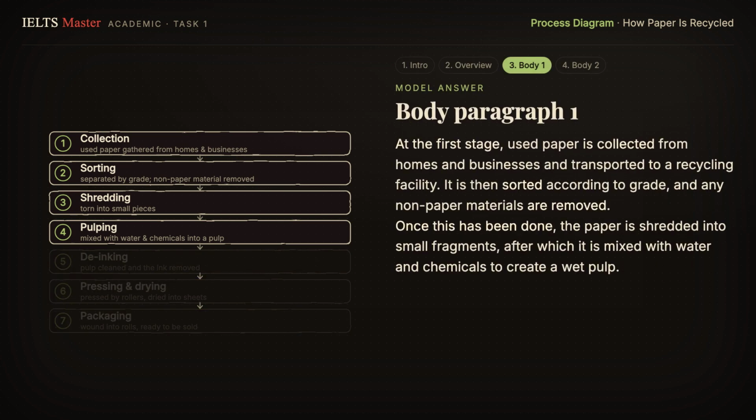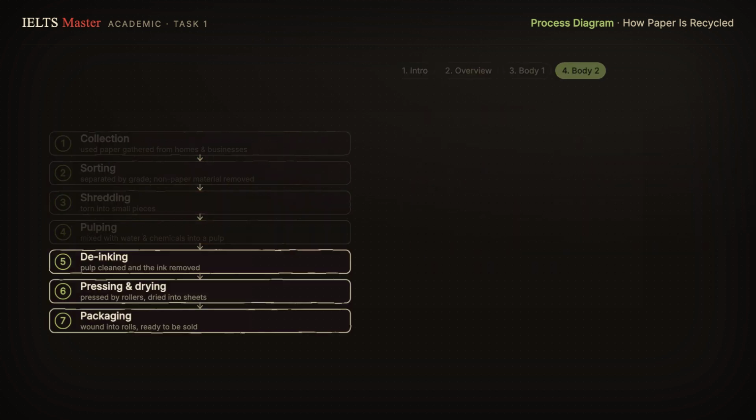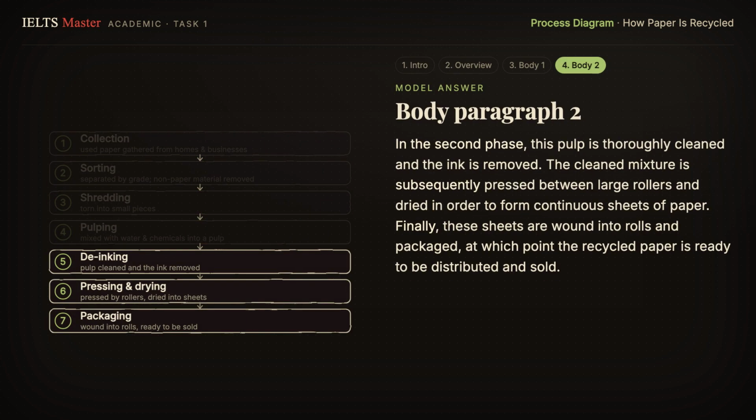Body 1. The first phase, stages 1 to 4. At the first stage, used paper is collected from homes and businesses and transported to a recycling facility. It is then sorted according to grade, and any non-paper materials are removed. Once this has been done, the paper is shredded into small fragments, after which it is mixed with water and chemicals to create a wet pulp. Listen to the verbs. Is collected, is sorted, are removed, is shredded. All passive.